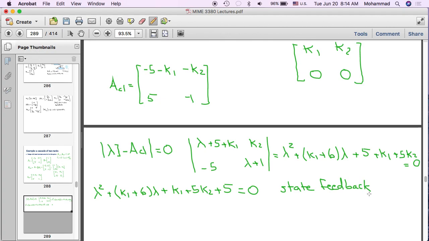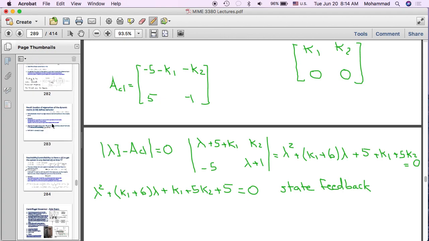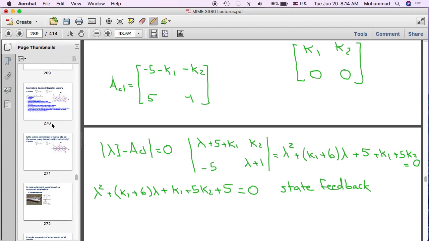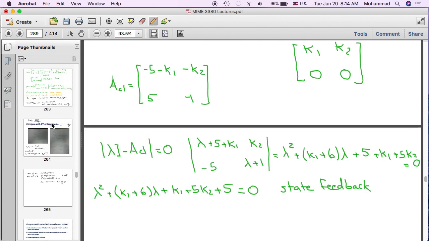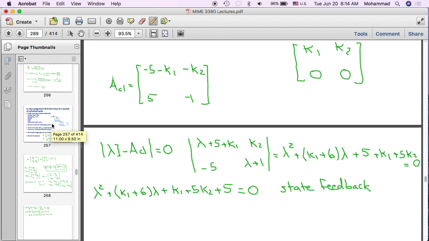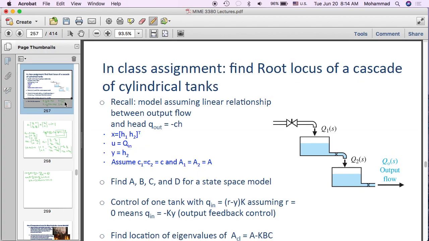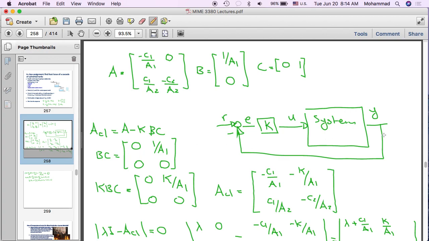So in order to compare what we have accomplished by going from output feedback to state feedback, we need to look at the characteristic equation we got with output feedback. So let's go back in our notes and find that characteristic equation. Did we ever find it? I think we did. On slide 257, our objective was to design an output feedback controller for this system. So we had Y as a feedback signal. We compared it to R, introduced E.